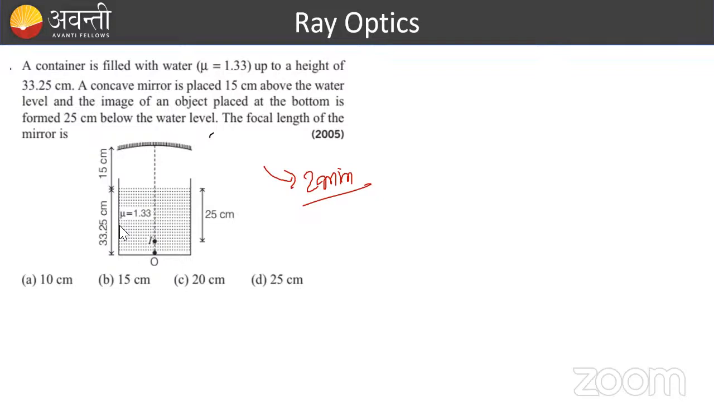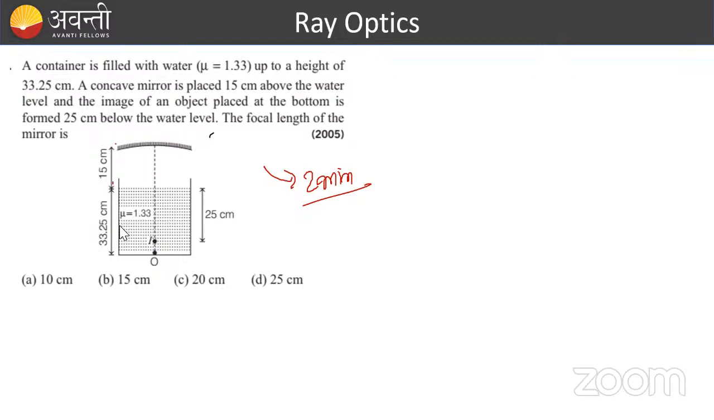Let me tell you the steps. What is the question? There is a container and that is filled with water. Refractive index of water is 1.33, up to a height of 33.25. So water is filled up to 33.25. A concave mirror is placed 15 centimeter above the water. So from here, 15 centimeter above, there is a concave mirror.